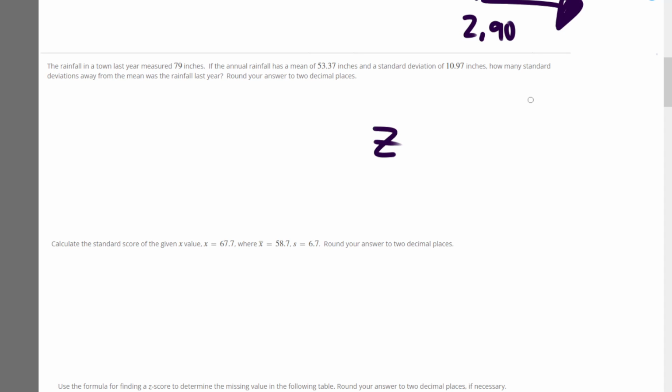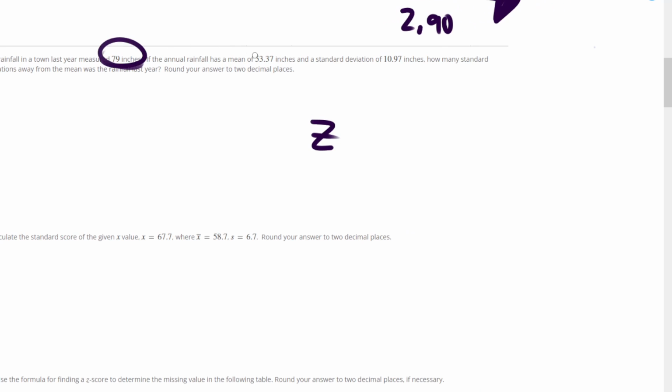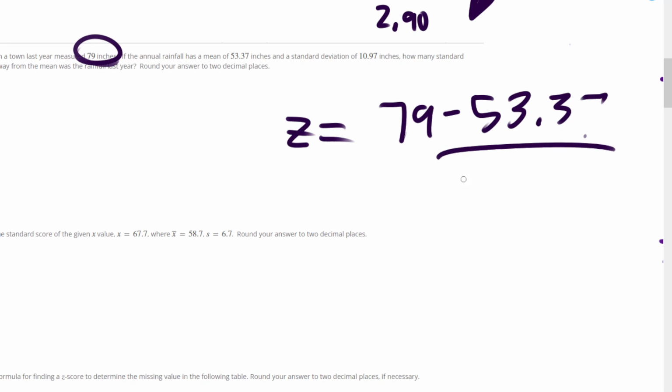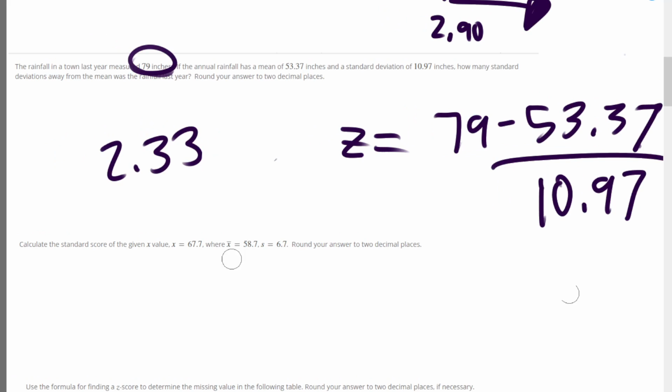How many standard deviations away from the mean? We know that a z-score is how many standard deviations away from the mean it is. So if we take our equation, we know that our data point is 79, and we know our mean is 53.37, and we have our standard deviation. So z is equal to 79 minus 53.37 divided by 10.97, which should give you 2.336 dot dot dot. It goes on some more. But since we're rounding to the nearest 2 decimal places, it'll be 2.34.